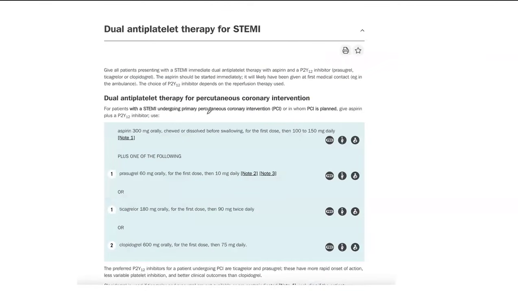So this is the dual antiplatelet treatment for ST elevated AMI. For a patient with ST elevated AMI who is undergoing PCI, or you have planned PCI, you give aspirin 300 milligram orally plus any of the following. These are all antiplatelet agents: prasugrel, ticagrelor, or clopidogrel. Just remember the names. Aspirin plus any of these. Commonly we give ticagrelor or clopidogrel.